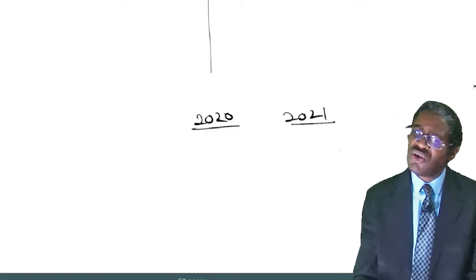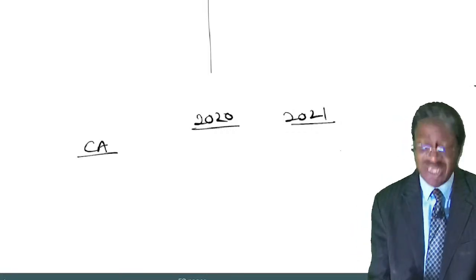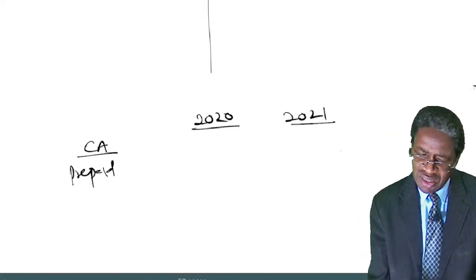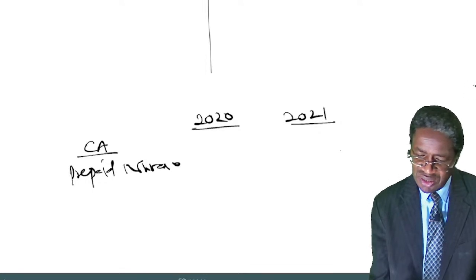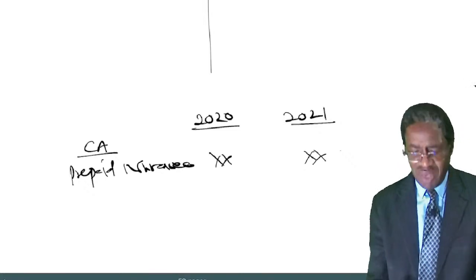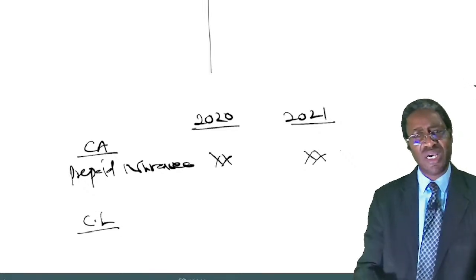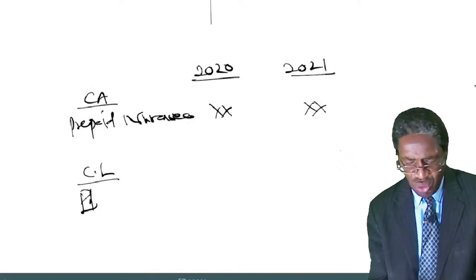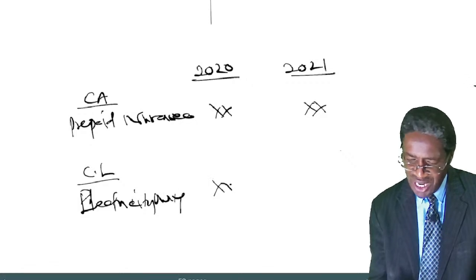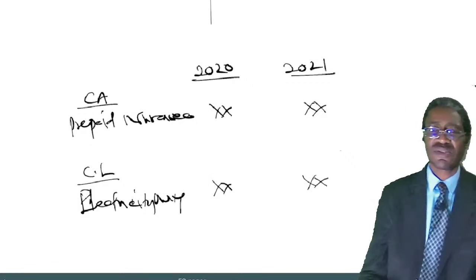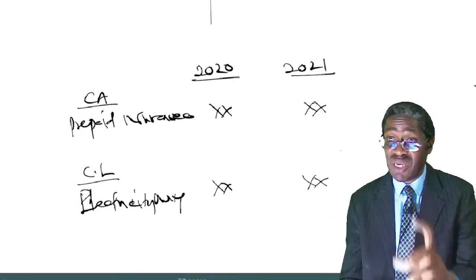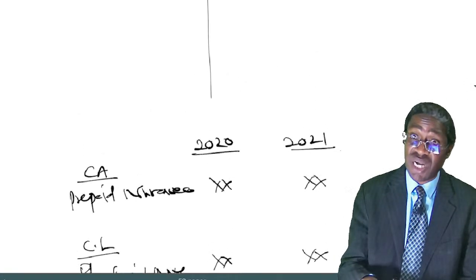Then, among your current assets there in your balance sheet, maybe you had a prepaid insurance. One figure last year, one figure this year. Maybe among your current liabilities there, you had some electricity owing. One figure last year, another one this year. So these are items that will automatically become the opening balances in this account.